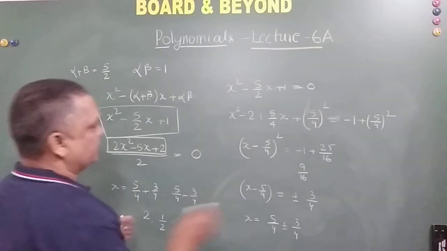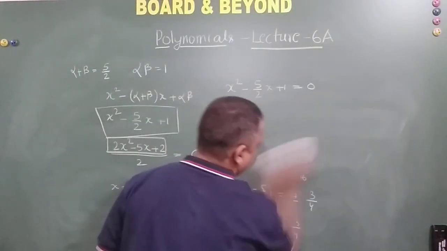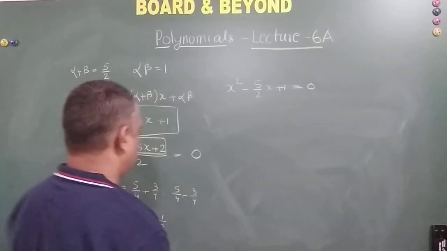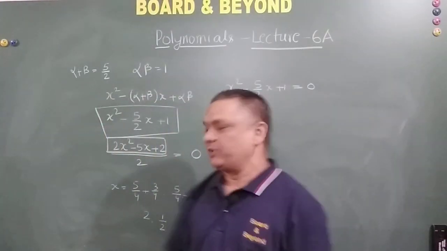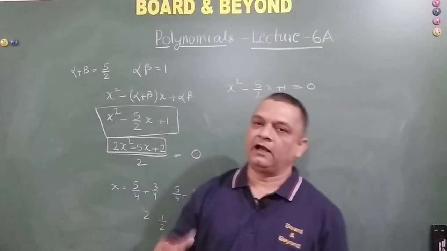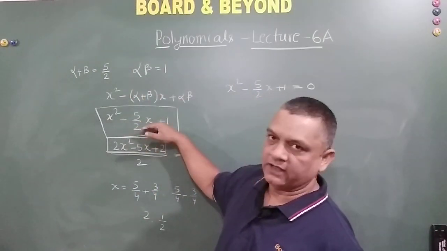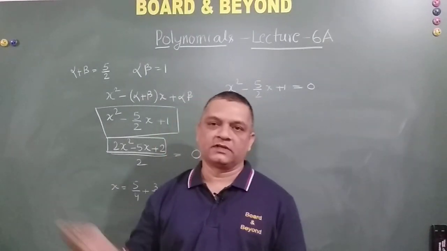Okay. Without writing much on the board, I'll just clear off this thing. Okay. Time is up, my friends. So basically, you please verify for alpha plus beta and alpha into beta for this quadratic polynomial. Okay. So this is all from me for this session.